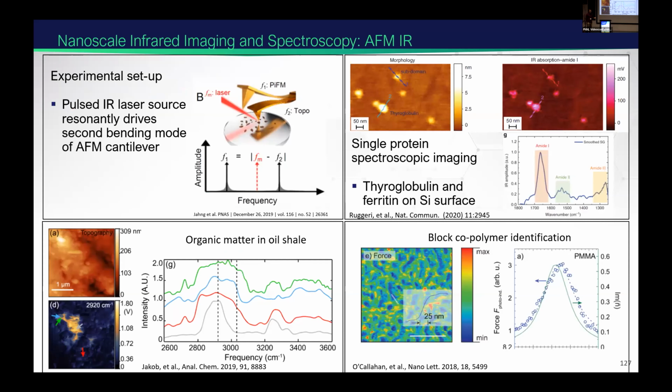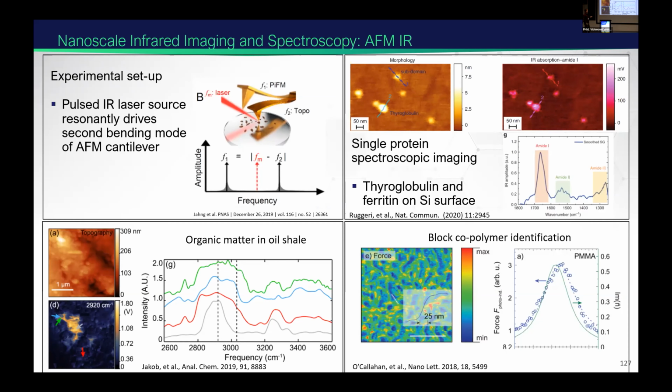So a little bit more on the experimental setup and its capabilities. We use a pulsed IR source, and this resonantly drives a bending mode of the AFM cantilever. Specifically it's the second bending mode, which then allows the simultaneous measurement of the infrared sample local absorption, as well as the sample morphology.